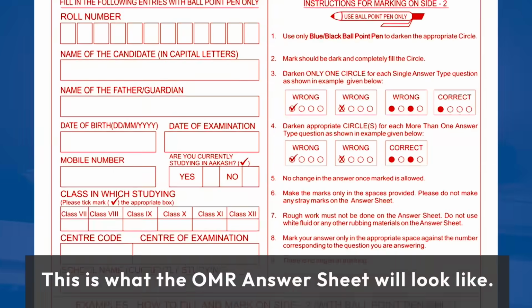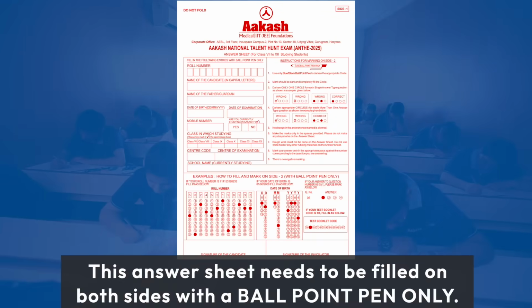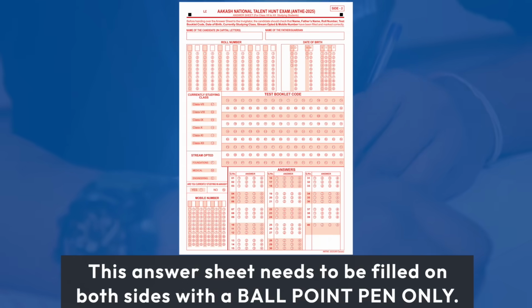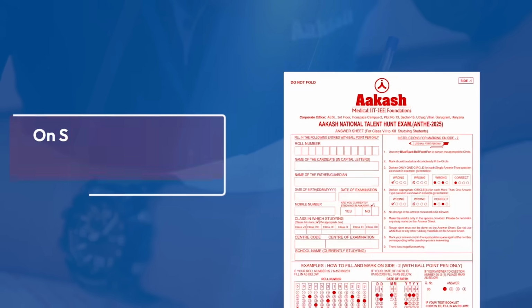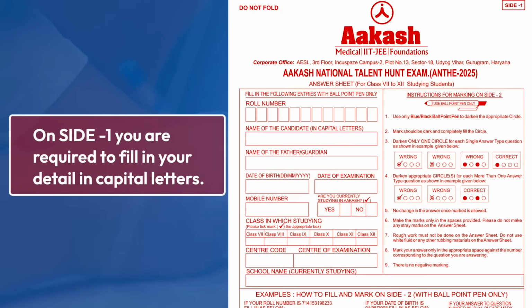This is what the OMR answer sheet will look like. This answer sheet needs to be filled on both sides with a ballpoint pen only. On side 1, you are required to fill in your details in capital letters.